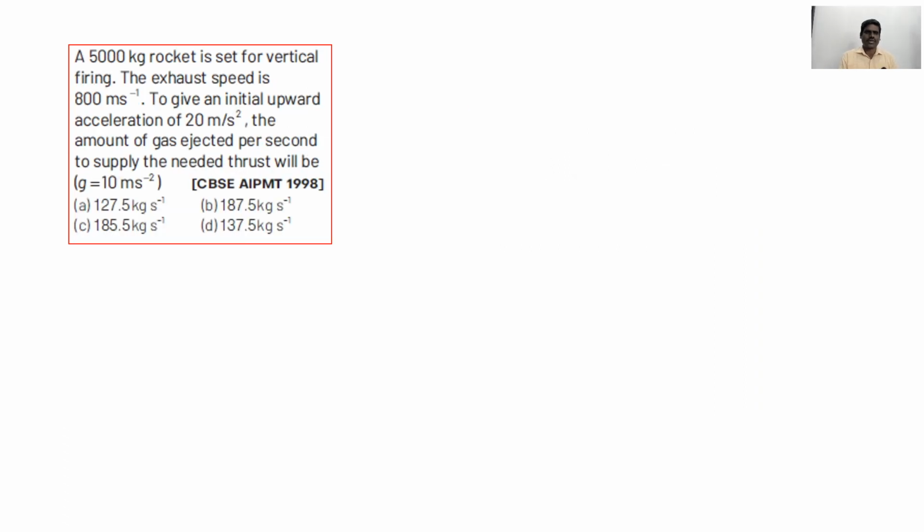A 5000 kilogram rocket is set for vertical firing. The exhaust speed is 800 meter per second. To give an initial upward acceleration of 20 meter per second square, the amount of gas ejected per second to supply the needed thrust will be dash. Here g value is given 10 meter per second square. Option A 127.5 kilogram per second.